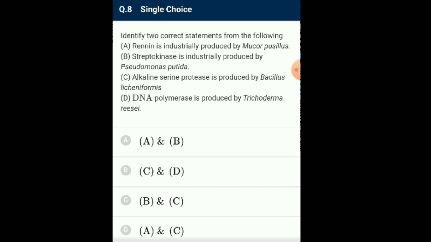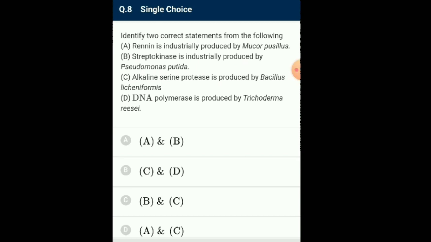Question number 8. Identify two correct statements from the following. Totally there are four statements given. See the first one: Renin is a milk digesting enzyme that is usually produced by Mucor species. Streptokinase is a clot buster that is obtained from Streptococcus. Trichoderma reesei produces cellulase that is required in conversion of cellulose to glucose. It is used as a clearing agent.